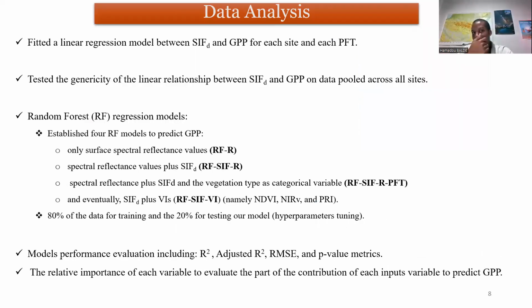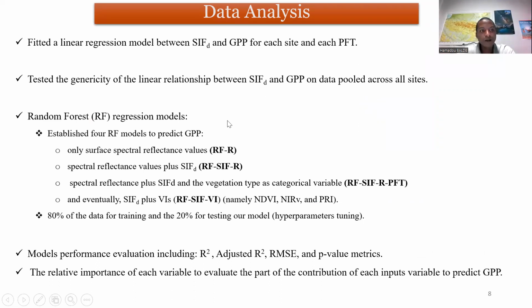For the data analysis, for example, to check the relationship between SIF and GPP at each site and each plant functional type, we fitted linear regression models. And to test the genericity of the linear relationship, we fitted as well a linear regression model, but on data pooled across all sites.